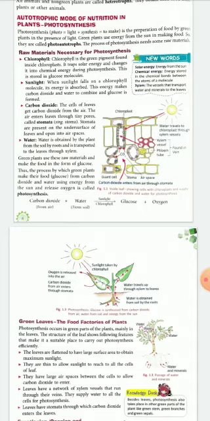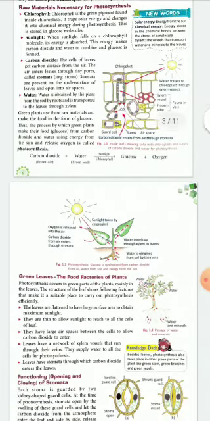Starch is released in the process, which is a carbohydrate. Now if you see the equation here, carbon dioxide from air plus water from soil, on the arrow mark you can see sunlight and chlorophyll, which indicates that in the presence of sunlight and chlorophyll it forms glucose and oxygen. Now there are the conditions necessary for photosynthesis, that is sunlight, water, carbon dioxide and chlorophyll.